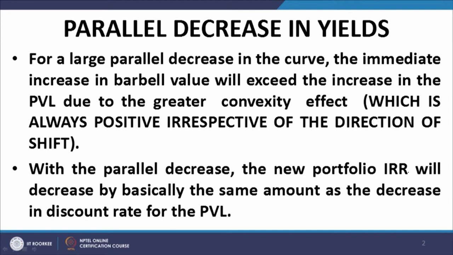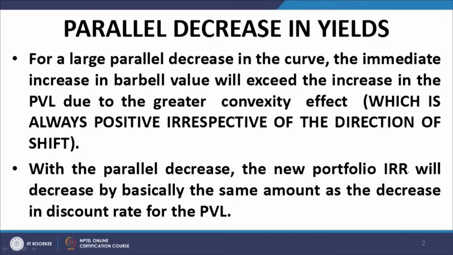For a large parallel decrease in the yield curve, the immediate increase in the barbell value will exceed the increase in the present value of liabilities due to the greater convexity effect. So, that is the important point. The duration is matched. Please note, whenever we immunize a bullet liability with a barbell strategy, we exactly match the duration of the bullet liability with the barbell combination of bonds or assets.